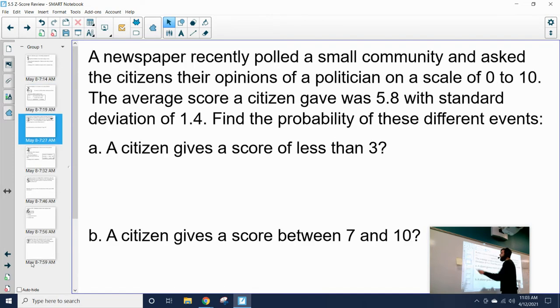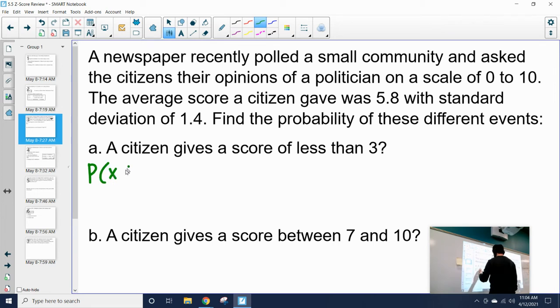So let's look at an example of this. A newspaper recently polled a small community and asked the citizens their opinions on a politician on a scale of 0 to 10. The average score a citizen gave was 5.8, with a standard deviation of 1.4. Find the probability of these different events. A citizen gives a score of less than 3. So we're looking for the probability of X, the result given, is less than 3.